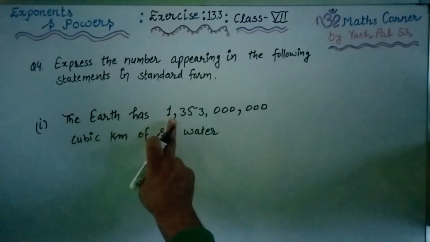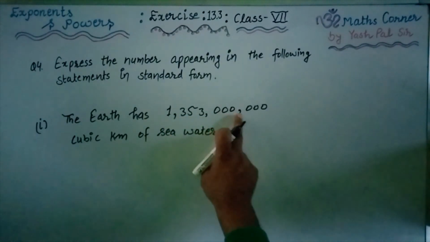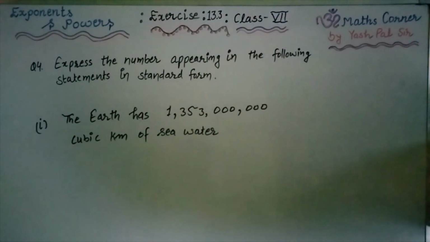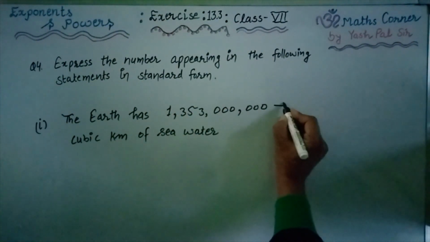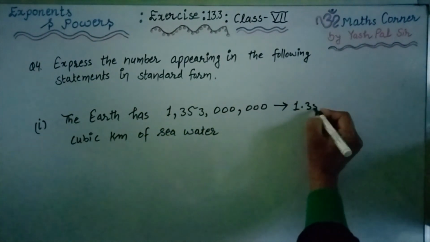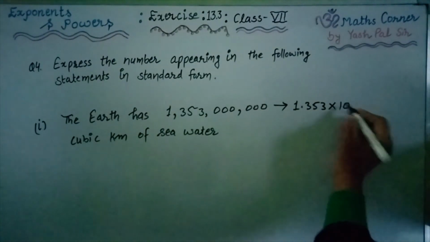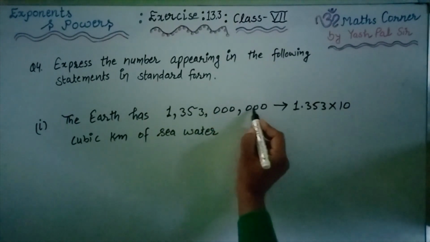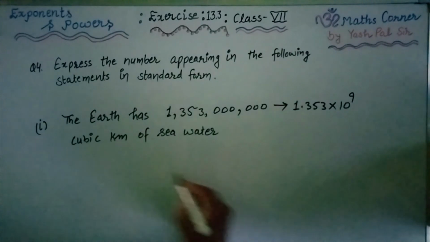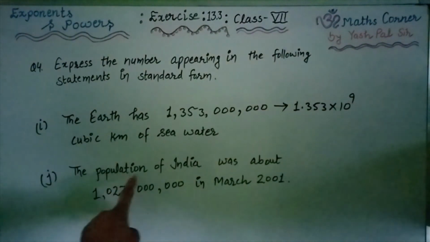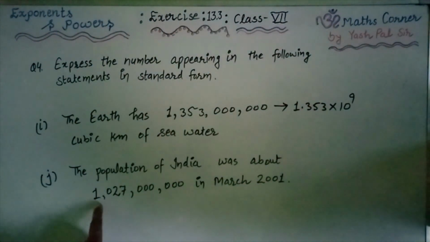Now next once again very funny, very interesting, but the fact: the earth has 135300000 cubic kilometer of sea water. Okay, so what is this in standard form? This large number, we write this as 1.353 into 10 raised to power. After 1 count the digits: 1 2 3 4 5 6 7 8 9. So 10 raised to power 9 cubic kilometer of sea water. Right?